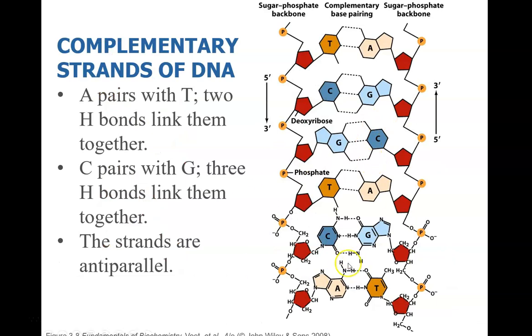Down here, it has the detailed chemistry of the complementary strands of DNA. So again, we go from the 5' phosphate to the 3' hydroxyl in this direction. Here we go 5' to 3' in this direction. So we have our anti-parallel complementary strands, and this shows the detail of the structure of the deoxyribose and the bases. And we can see we have 2 hydrogen bonds between A and T and 3 hydrogen bonds between C and G.